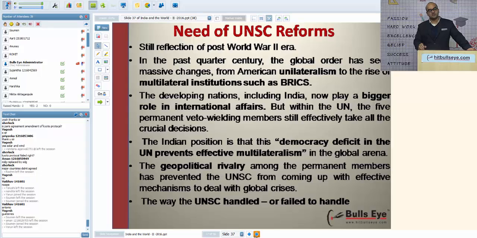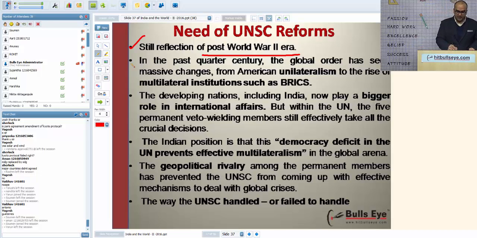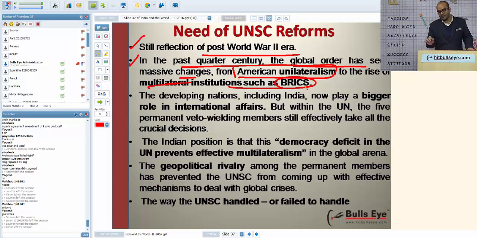What are the various needs of UN Security Council reforms? As I said earlier, it is still a reflection of the post-World War II era and does not reflect the multilateral world as it exists today. Next, in the past quarter century, the global order has seen massive changes from American unilateralism to the rise of multilateral institutions like BRICS.